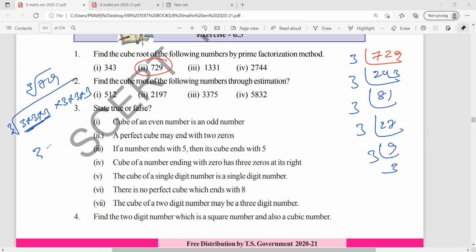3 threes, so 1 three will come out. Another 3, one more 3 will come. 3 threes. The answer is 9. For this, the answer is 9. It's very clear. Thank you.